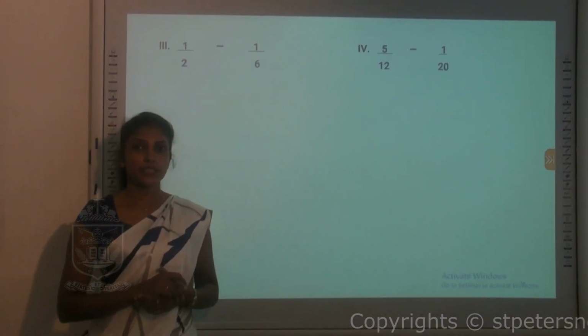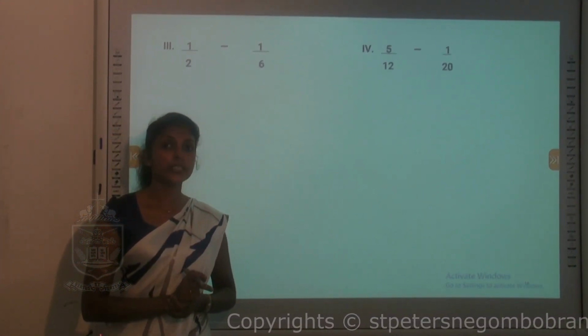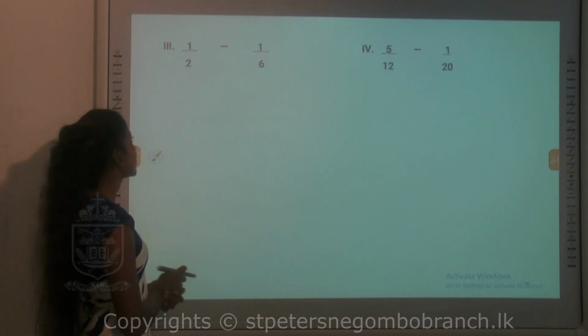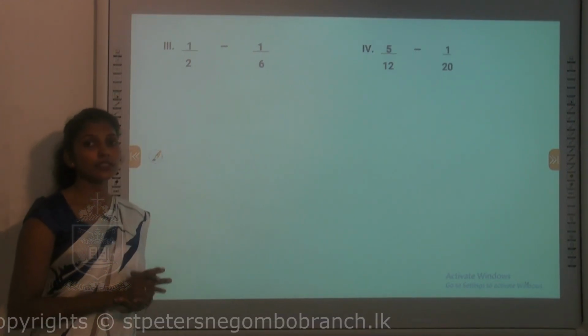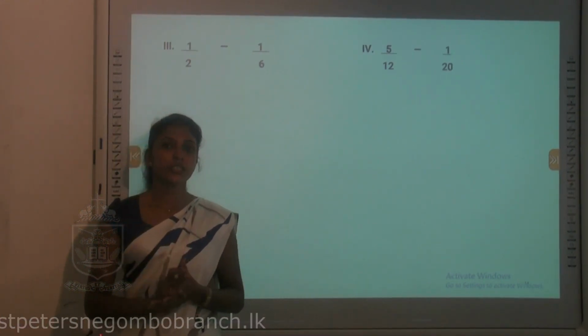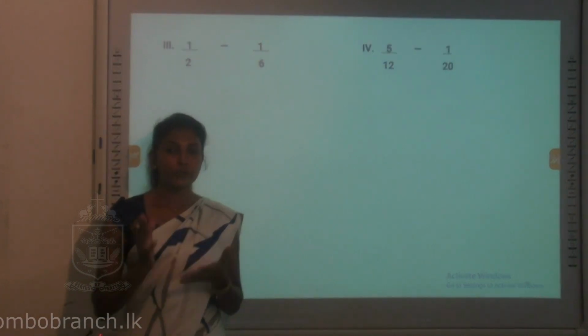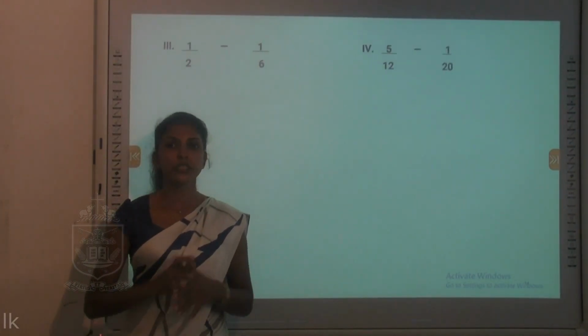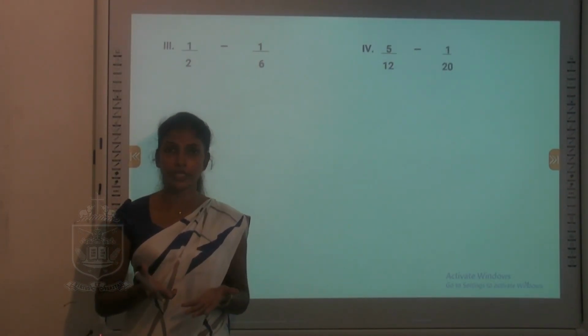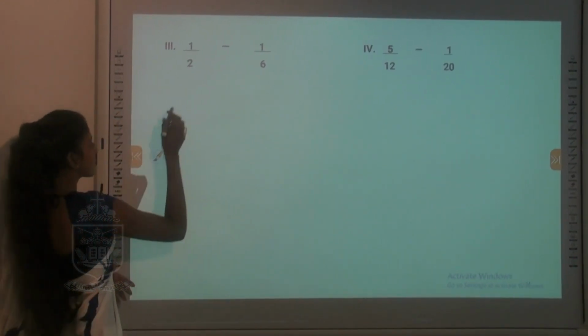The previous one was with addition, now here I have taken subtraction. Here also the same condition is applied. If the denominators are not common, you have to make equivalent denominators and then add or subtract. So let's do it.